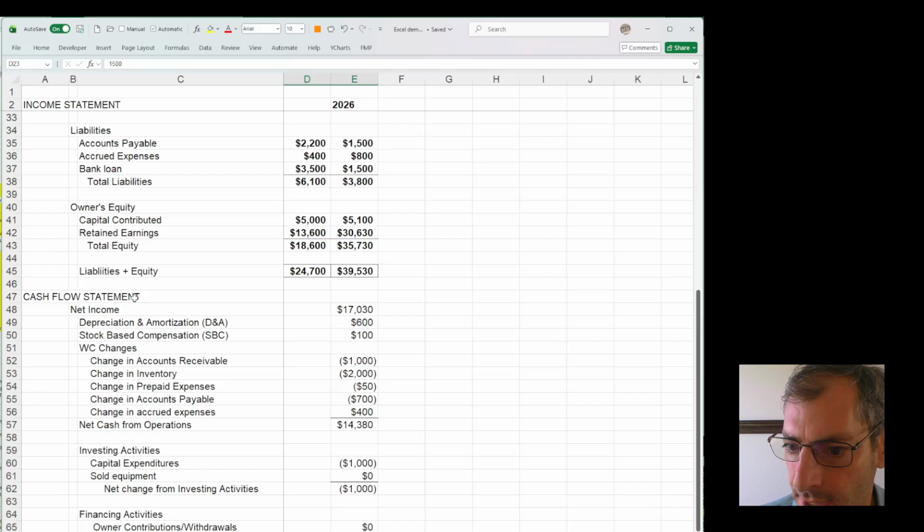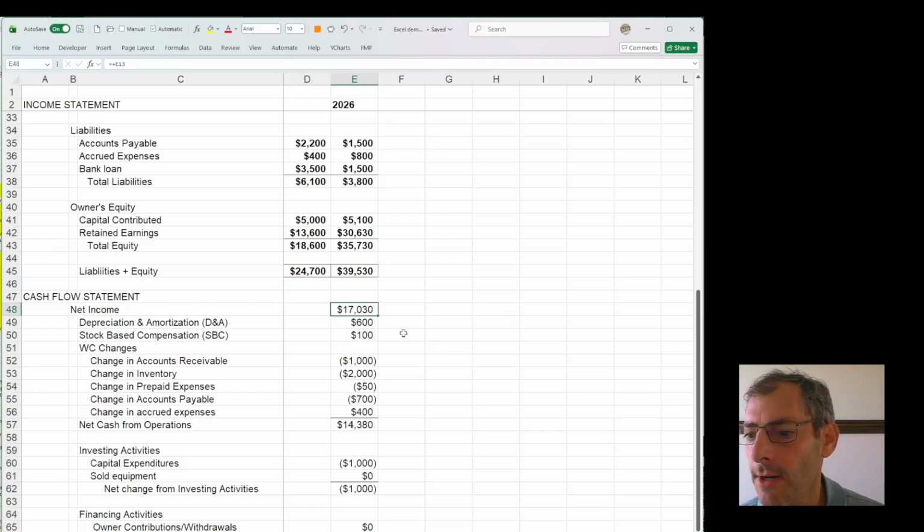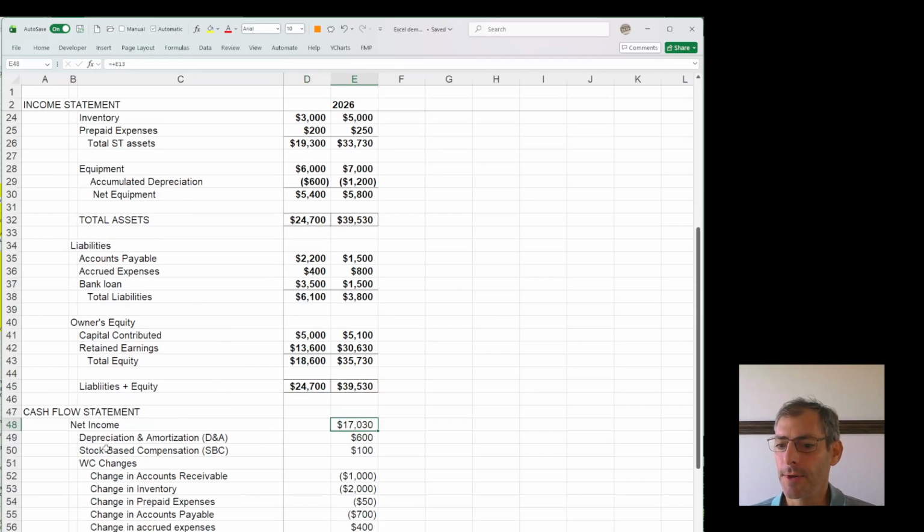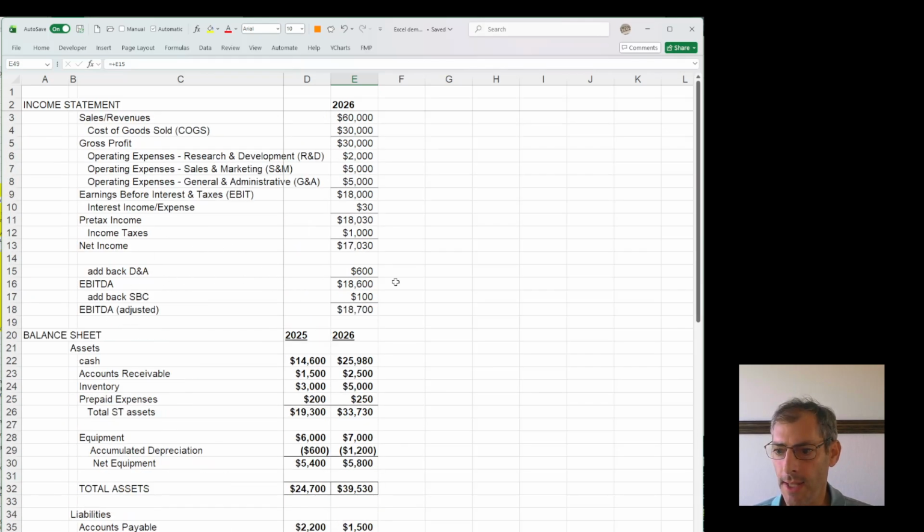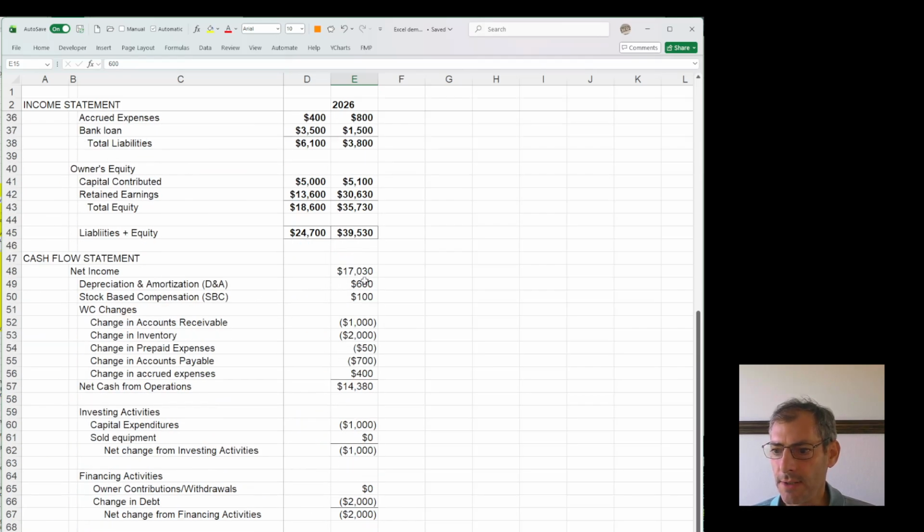If you remember, we start with net income. The first thing that happens is we add back the depreciation and amortization. That was $600, and that reflects the same $600 we're showing here. So we had $600 added back. We had the stock-based compensation of $100 we added back. And now we're going to do the change in these working capital items, like accounts receivable.